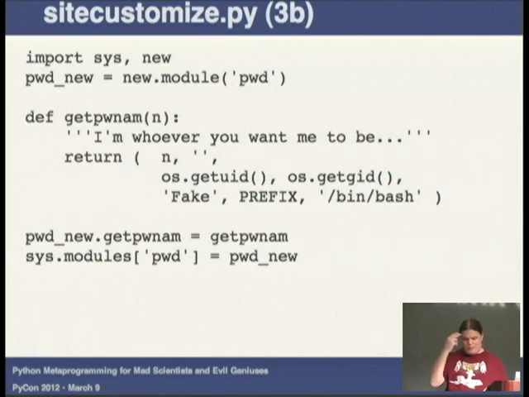What I did is I said, well, okay, how's it finding out I don't have root privileges? Well, we can fake it. And so, yeah, the pwd module is what systems on Unix use to figure out who you are. And, well, I'm whoever you want me to be.